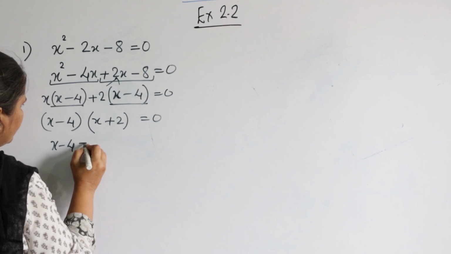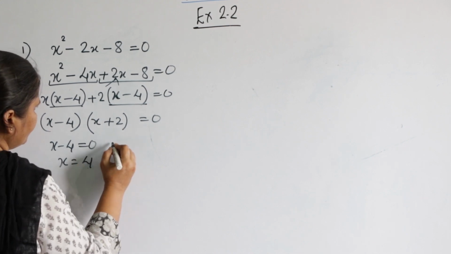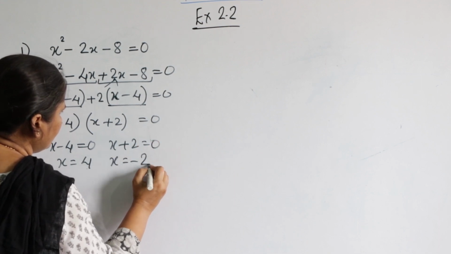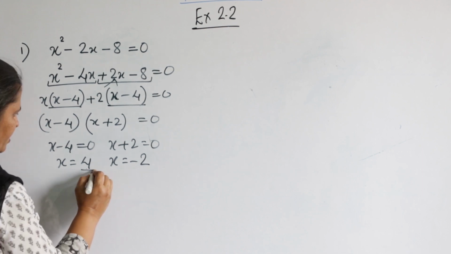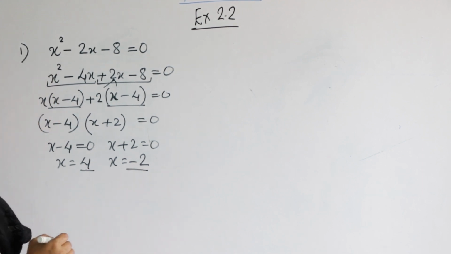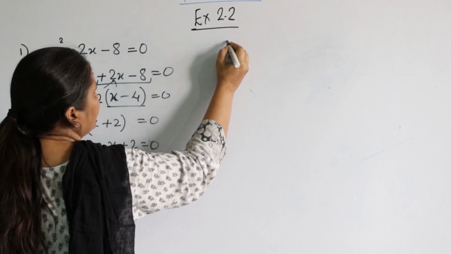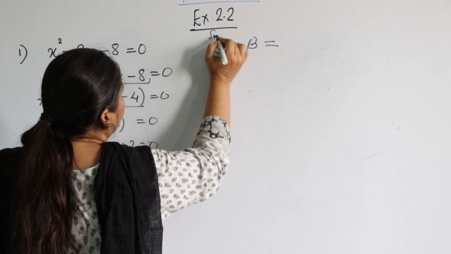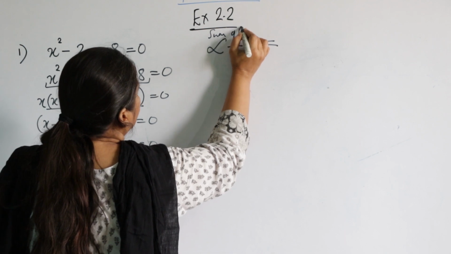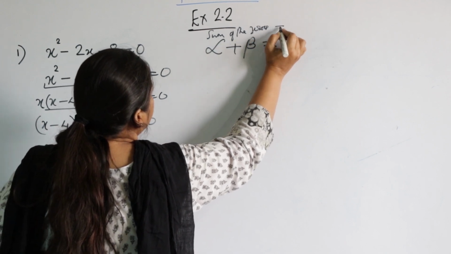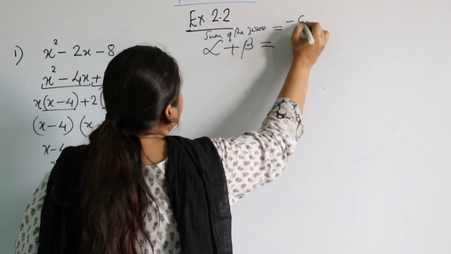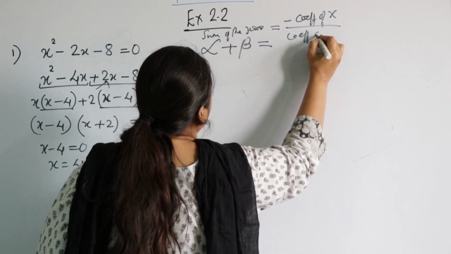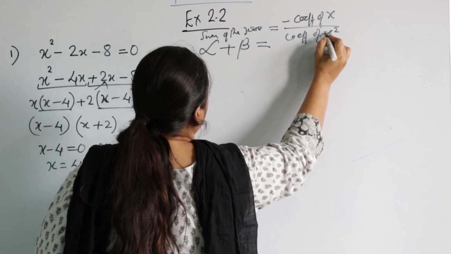So x minus 4 equals 0, x is equal to 4. X plus 2 equals 0, x is equal to minus 2. So the zeros are 4 and minus 2. Now let us verify the relationship. First let us verify the sum of the zeros. You should write here: sum of the zeros is equal to minus coefficient of x by coefficient of x square.